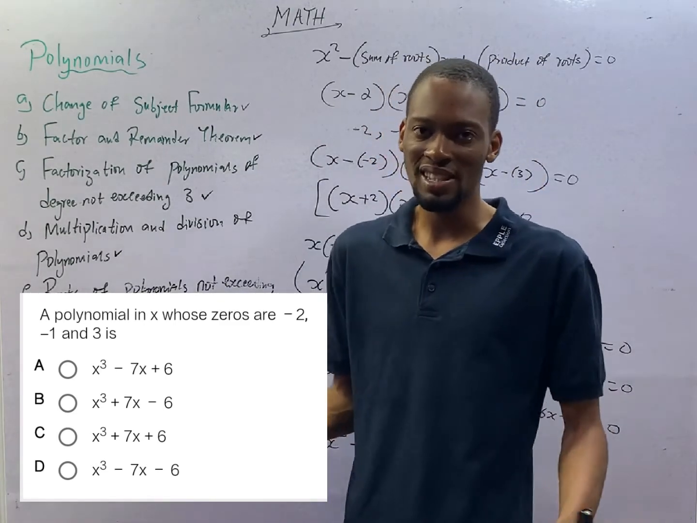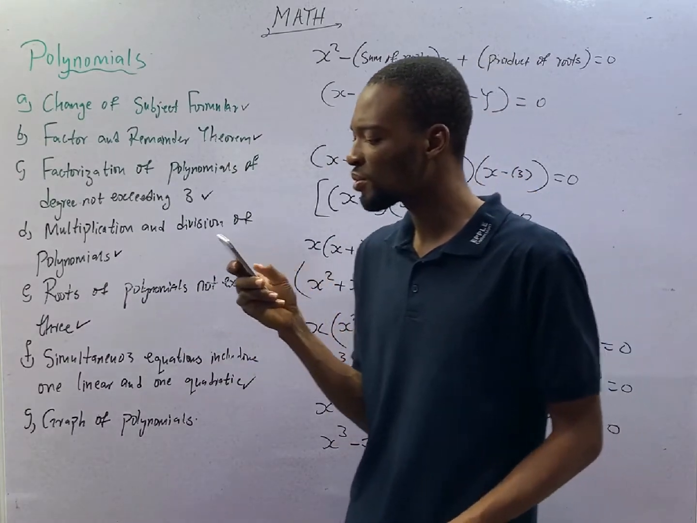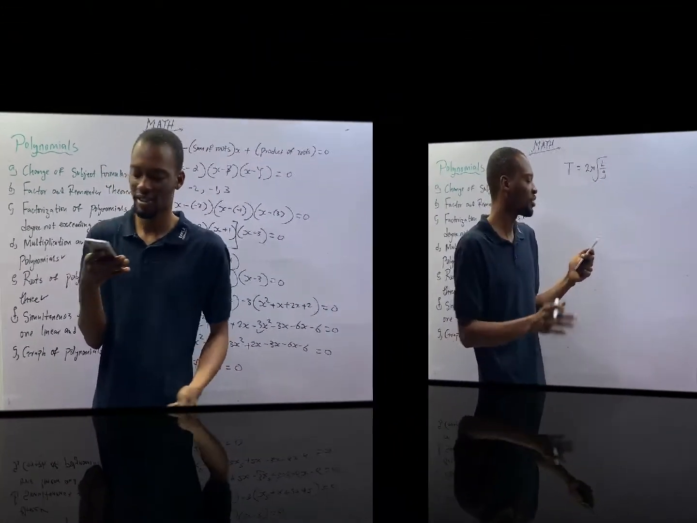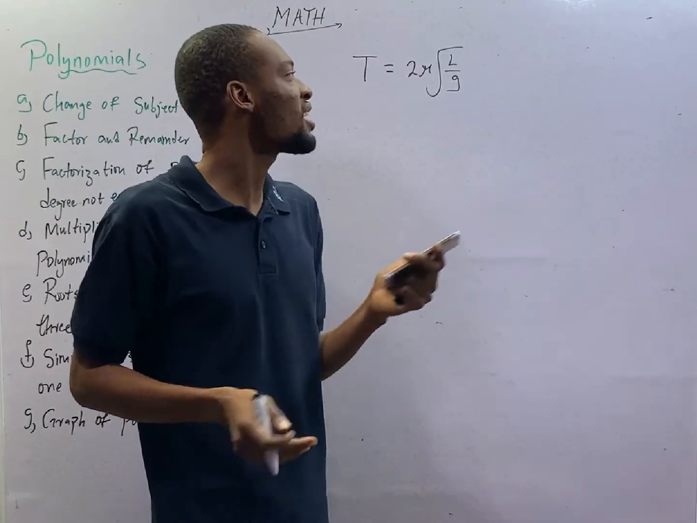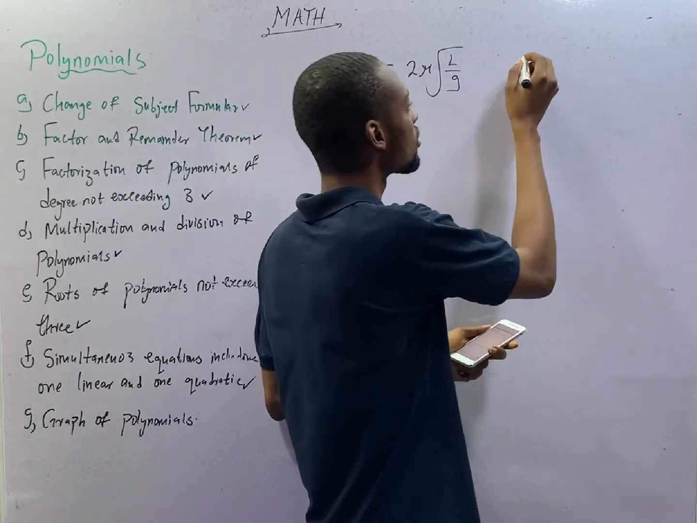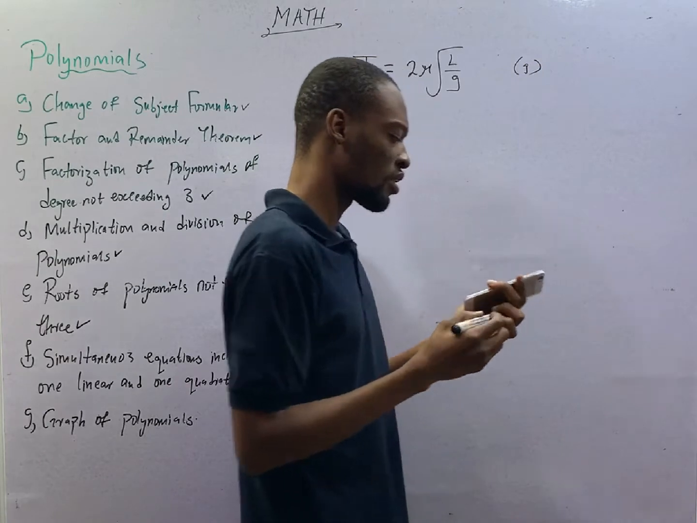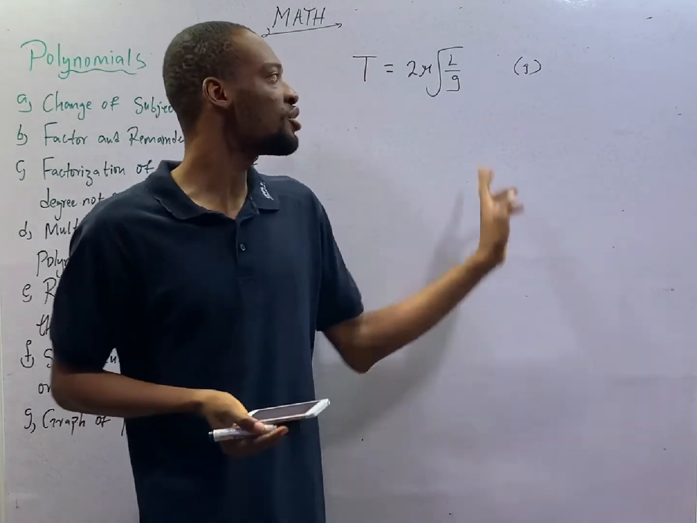And you start making mistakes. That's the only time you see that time will be so far spent. In this question, we are asked to make G the subject of the formula. To make G the subject, G is here.